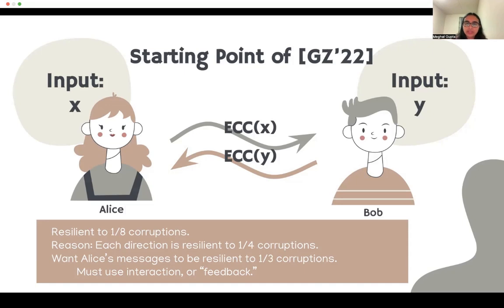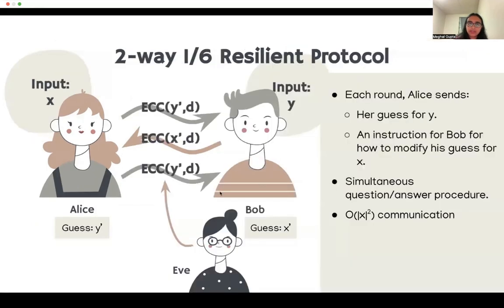We're going to do this by having Alice send X at the same time that Bob is sending Y, and intertwine this in a way such that they are both giving feedback to each other. And then this feedback is going to help them get 1/3 error resilience. So let me describe this a little bit more concretely, at least. The general goal here is just to understand the structure of the messages and not so much why the protocol works.